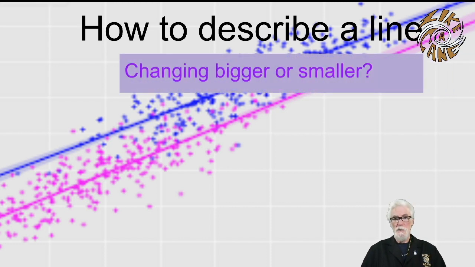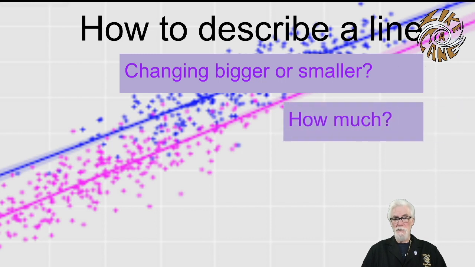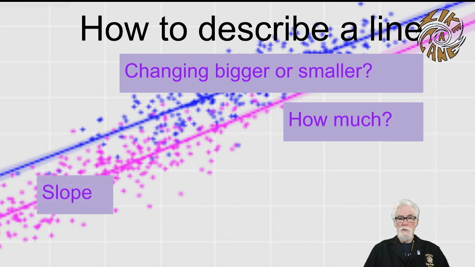Another thing we'll want to know is, as the independent variable gets bigger, is the dependent variable changing by getting bigger, or is it changing by getting smaller? And in addition to that, we want to know how fast is it changing? How much does it change? Does it change really quickly, or does it change really slowly as the independent variable changes? We get this information from a quantity that we call slope, which you may have heard of before in a math class.